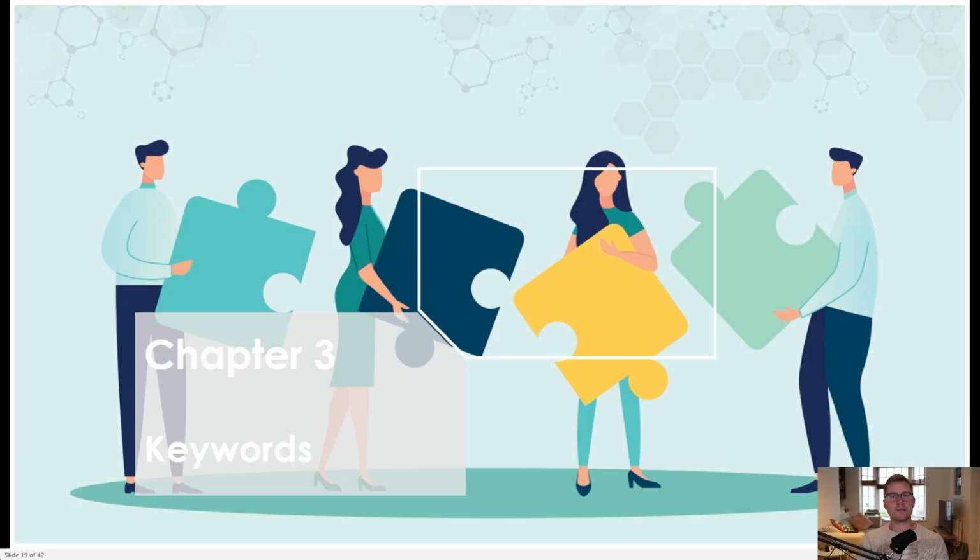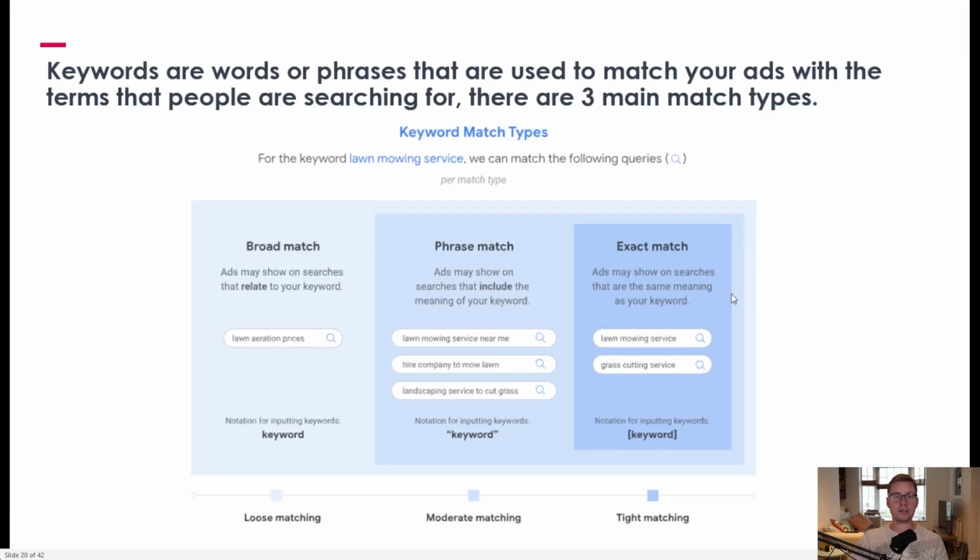Welcome back to chapter 3. This chapter is all about keywords. We will begin this chapter understanding the different keyword types available within the Google Ads platform. We will cover off broad match, phrase match, exact match, and also the negative keyword terms and how to implement these within our campaigns. So let's dive into the first step, which is the keyword definitions.